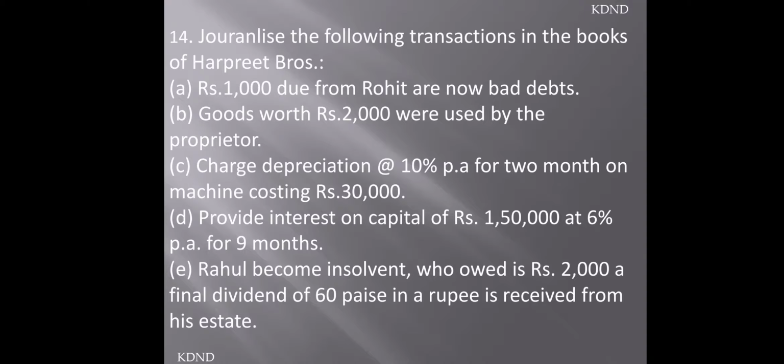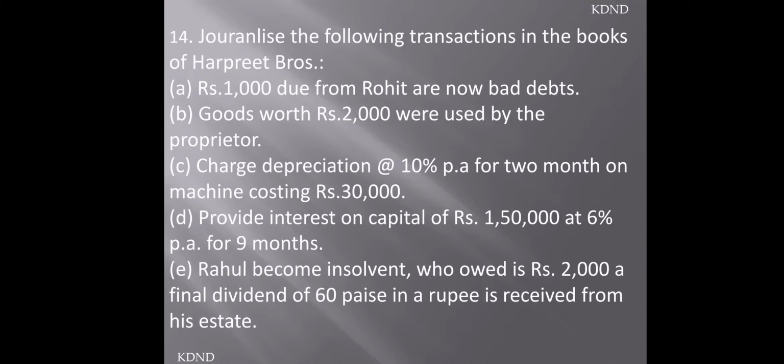Journalize the following transactions in the books of Harpreet Brothers. Rupees 1000 due from Rohit are now bad debts. So here, what is happening in the business? Rohit is a person from whom we have to take 1000 rupees, that is, it is a due of 1000 rupees. Now a bad debt has occurred on that.